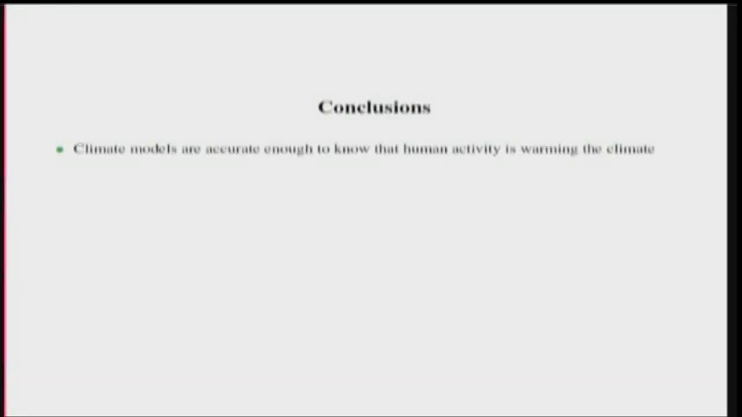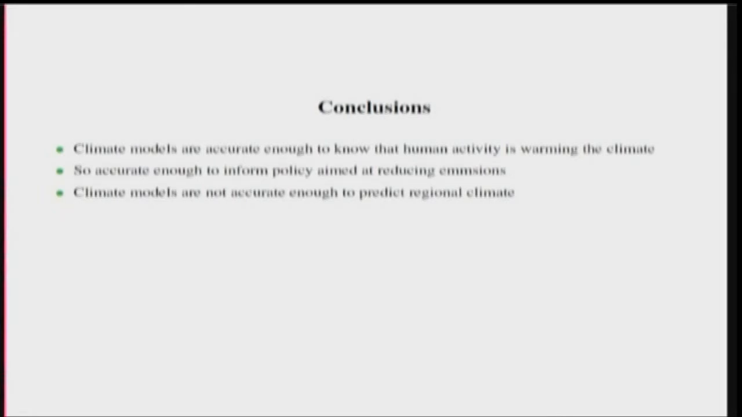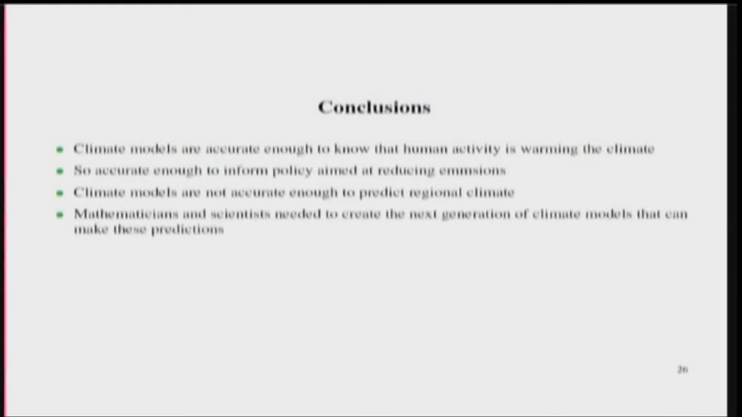So conclusions. Climate models are accurate enough to know that human activity is warming the climate. So they are accurate enough to inform policy for governments to set targets to reduce emissions. However, they're not accurate enough to predict regional climate. And another generation of mathematicians and scientists are needed to create the next generation of climate models that will be able to make these regional predictions. Thank you very much.